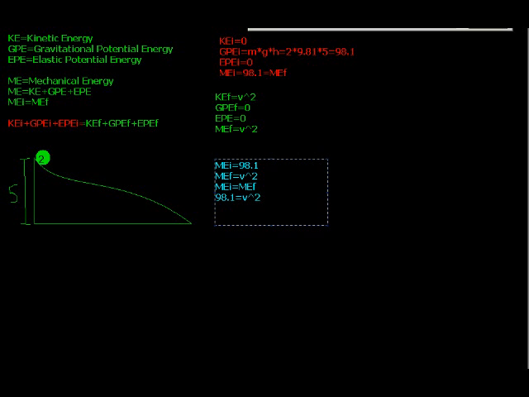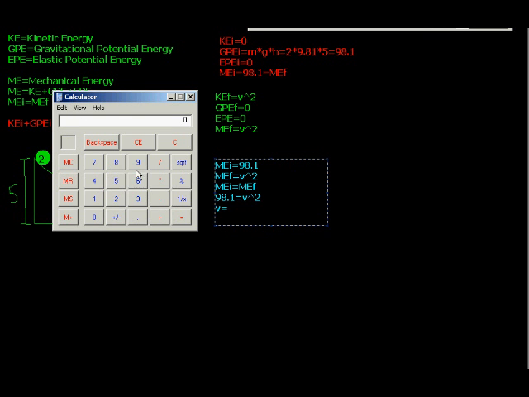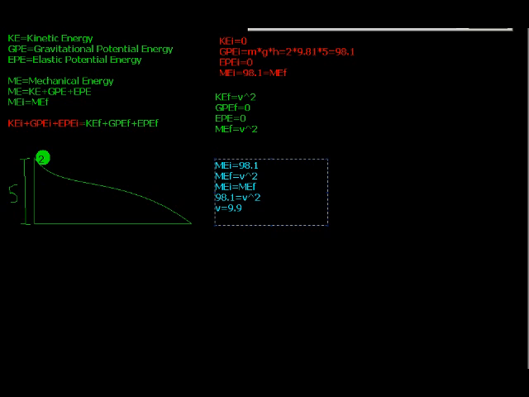So then how do we solve for v? Well, we take the square root of both sides, and we get that v is equal to the square root of 98.1. We take the square root of that, we get 9.9. So 9.9 meters per second, that's our final velocity there. So that's kind of a problem that you'll probably see a lot of.